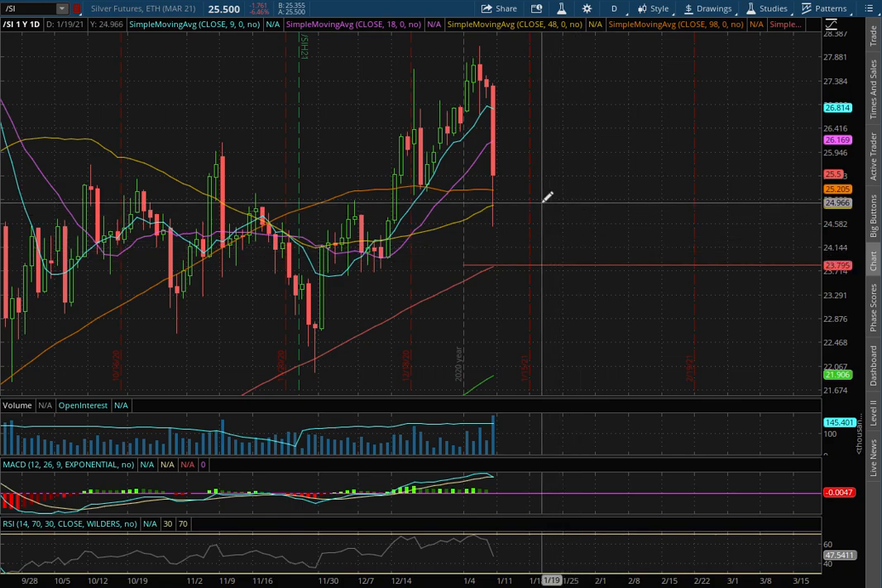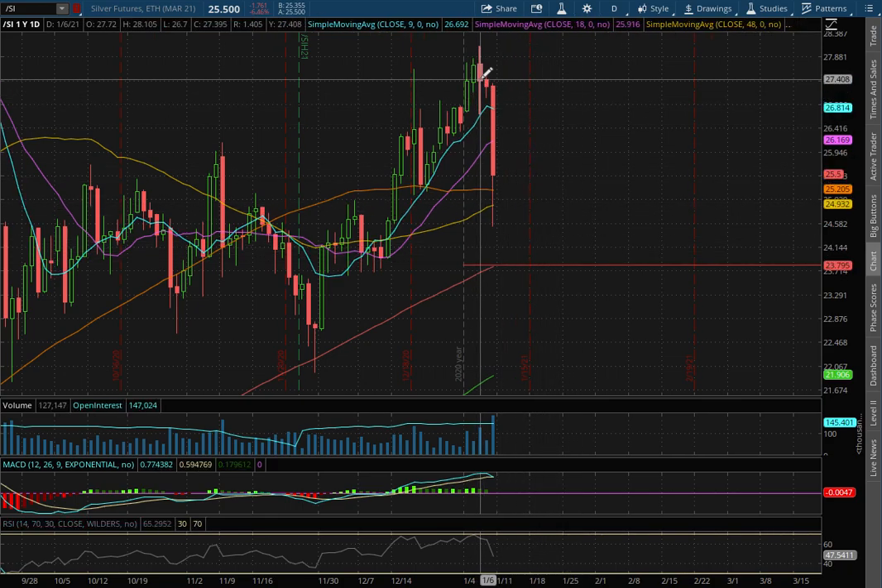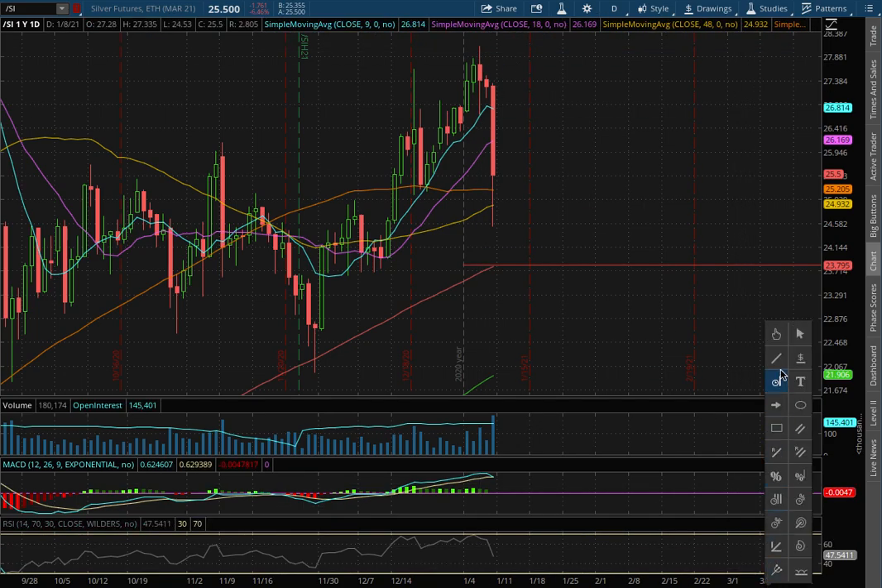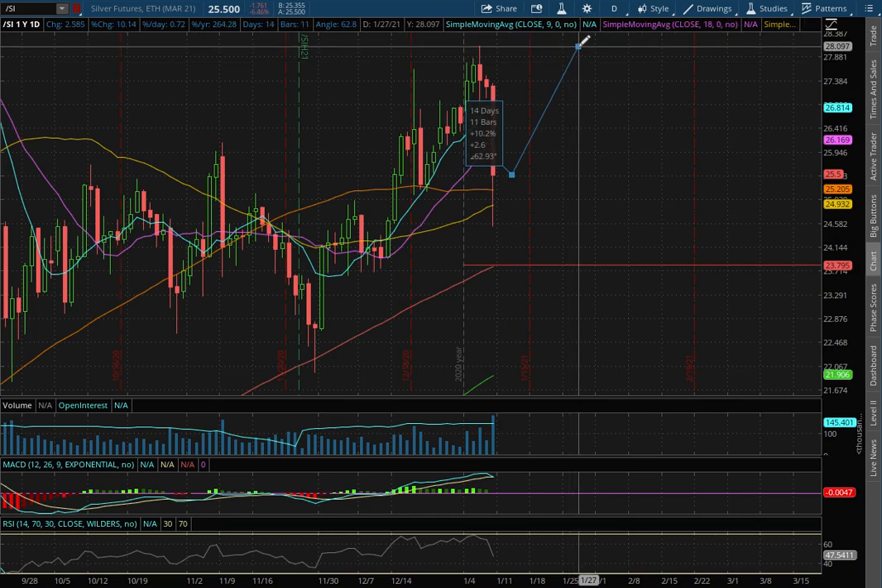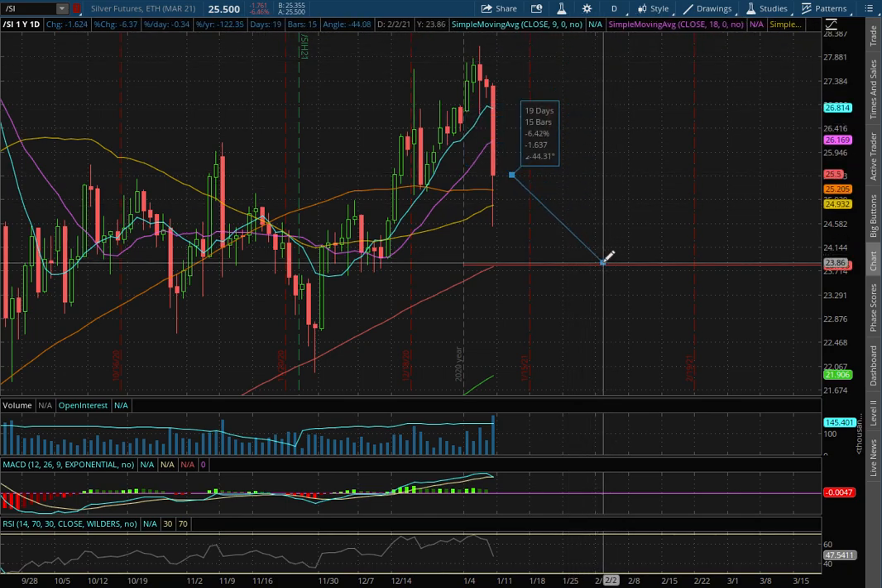$23.80. And as for resistance, that will be where it made the highs back on January 6th at around a price of $28.10. If we were to test that resistance, that price movement to the upside is roughly around 10.2%, and to test support, that is around 6.5%.